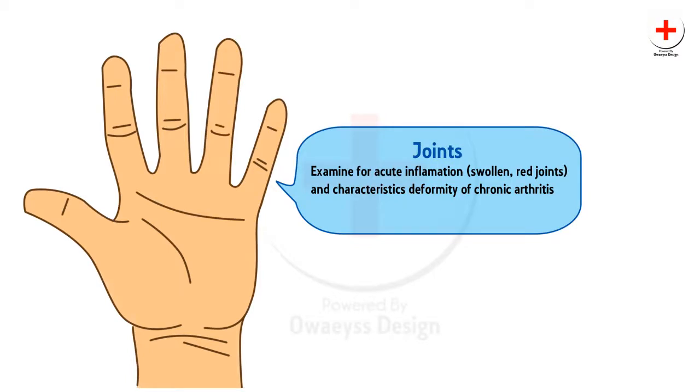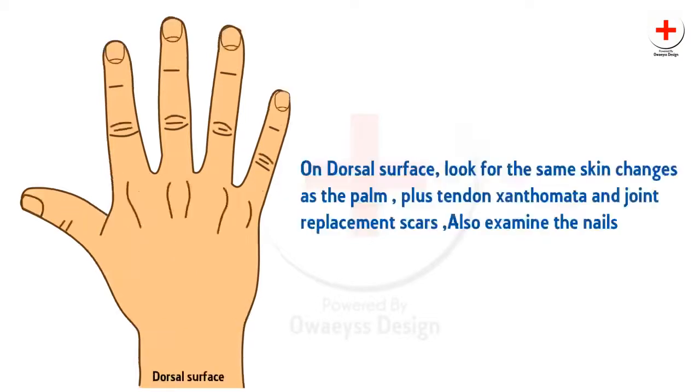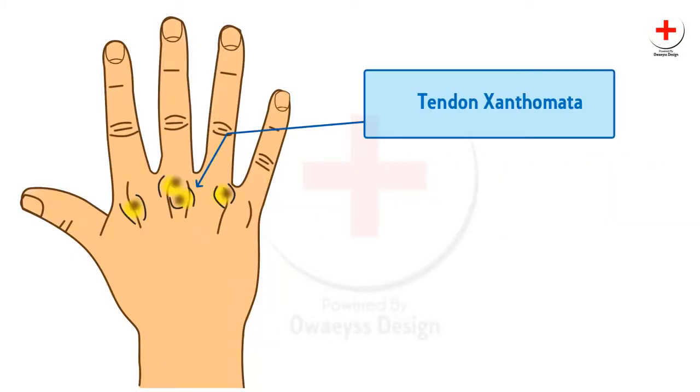In joints, check for acute inflammation. See if there is any swollen or red joint, and characteristic deformity of chronic arthritis, which we discuss later. On the dorsal surface, look for the same skin changes as the palm. Look for tendon xanthomas and joint replacement scars.